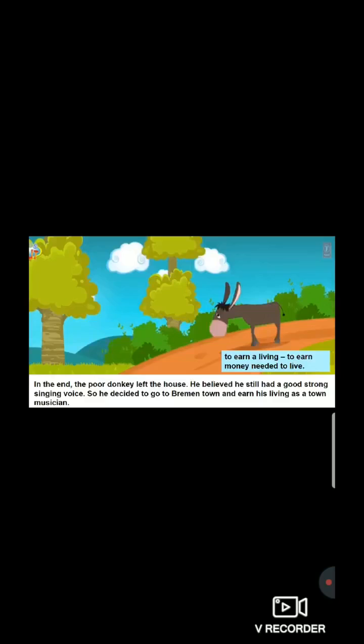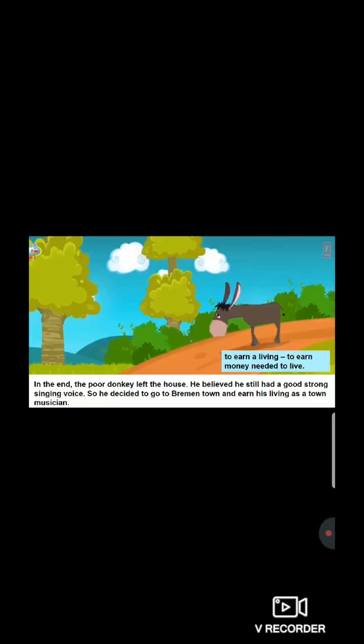In the end, the poor donkey left the house. He believed he still had a good, strong singing voice. So he decided to go to Bremen town and earn his living as a town musician. Students, to earn a living means to earn money needed to live.